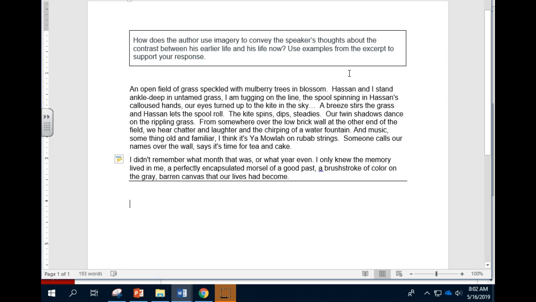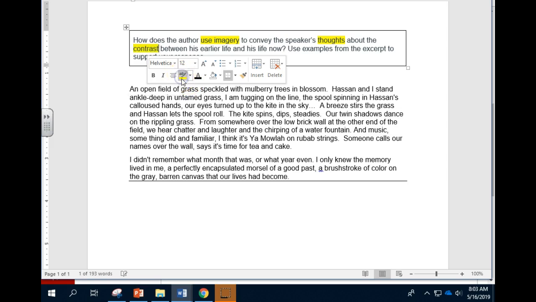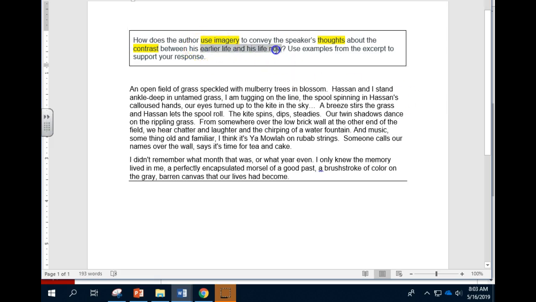The first thing you want to do is make sure you understand what the question is asking you. A good thing to do is use some highlighting or underlining. On the online version of the text, you will be able to highlight. So let's do that. How does the author use imagery? I want to make sure that I talk about imagery to convey the speaker's thoughts about the contrast. So I'm going to need to be answering a question about how something is different from something else between his earlier life and his life now.